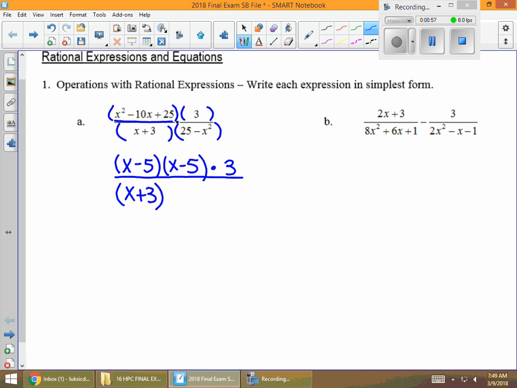And then 25 minus x squared is the difference of squares. Just make sure you keep that order intact. So that's going to be 5 minus x and 5 plus x.